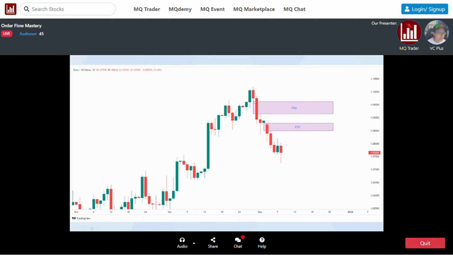If you take a look at this one here, you can see the first candle, as this is coming down. The first candle and the third candle, there is no overlap. The low of the first candle is here, the high of the third candle is here. So there's actually a gap between the first and the third candle. And that gap is what we call FVG, fair value gap.